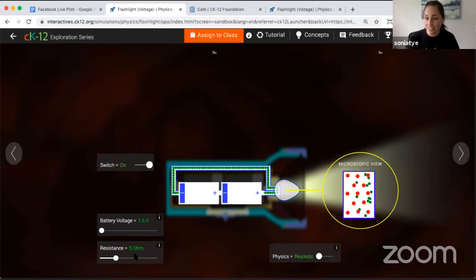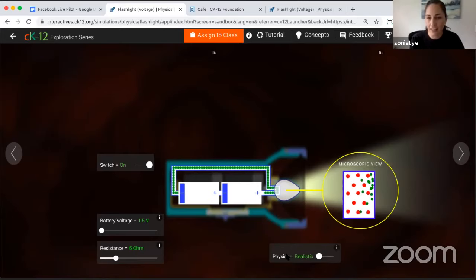Now, the resistor in this circuit is the light bulb, but a resistor can be anything that blocks that flow of current. So it could be a fan, it could be a TV, a refrigerator, anything that you put into the circuit that blocks the flow of charge, okay?